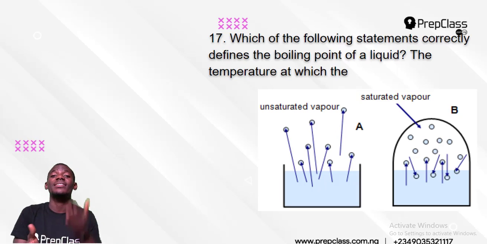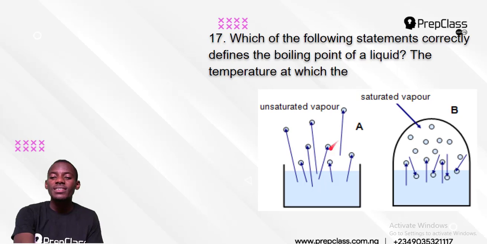In fact, it is defined as the point where the saturated vapor pressure of the liquid is equal to the atmospheric pressure. That is the perfect definition of boiling point. It is a point where liquid changes to vapor, and the reason is because the saturated vapor pressure of the liquid is equal to the boiling point and is equal to the atmospheric pressure, and that is boiling.